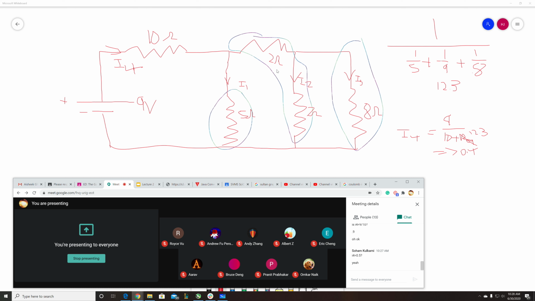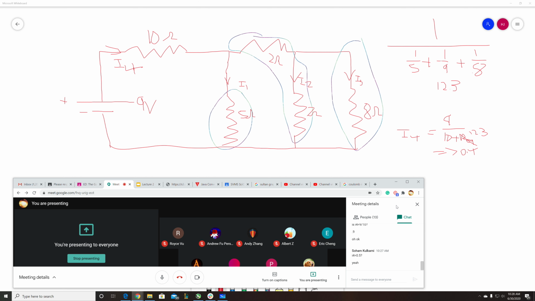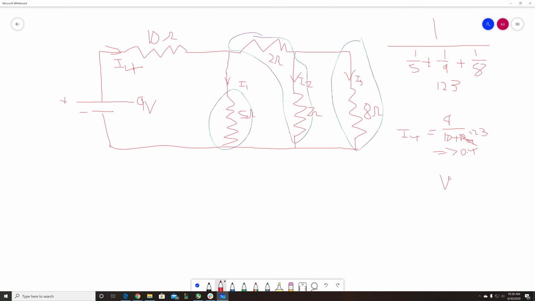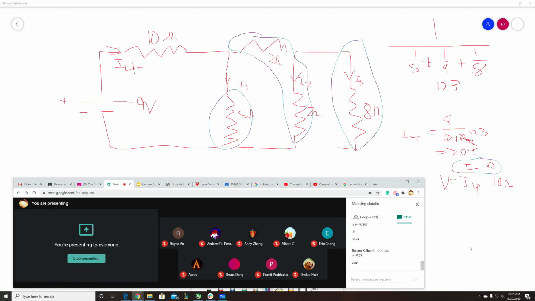Now, can you tell me R1, R2, and R3? Because to find the voltage on this one resistor, all you have to do is multiply the current going through it, I4, times the 10 ohms. Just as I've explained, V equals I times R. Oh my god, my drawings are so bad.